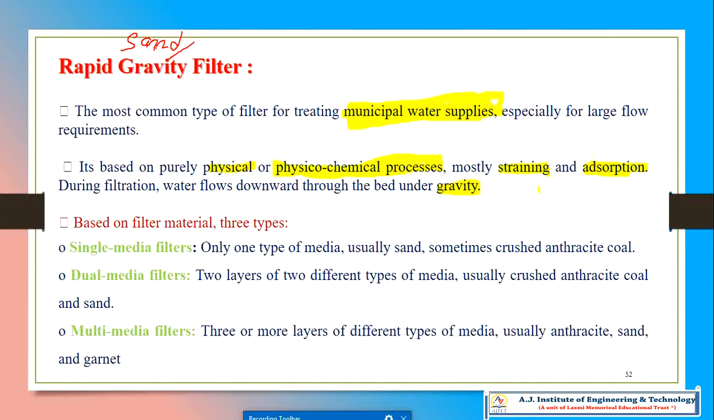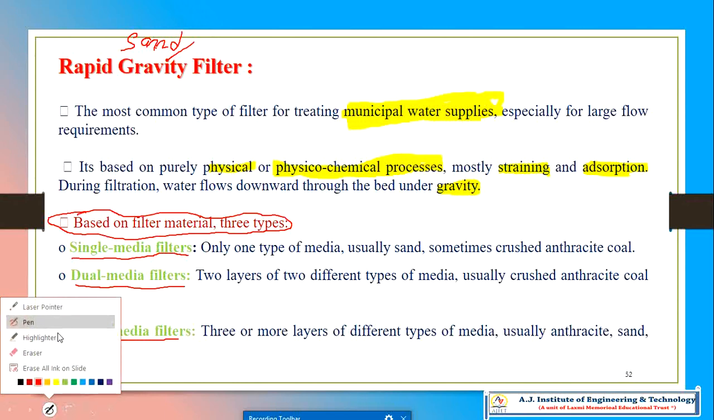Based on the filter material, there will be three types. The first type is single media filter, dual media filter, and multimedia filter. A single media filter has only one type of media. Media means sand, gravel, or anthracite, whatever you can use as a filter media.